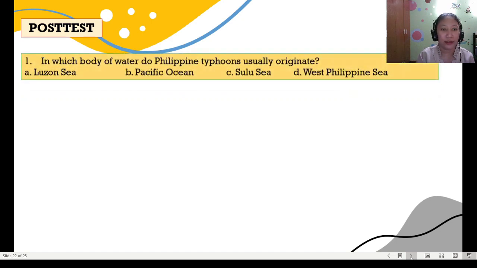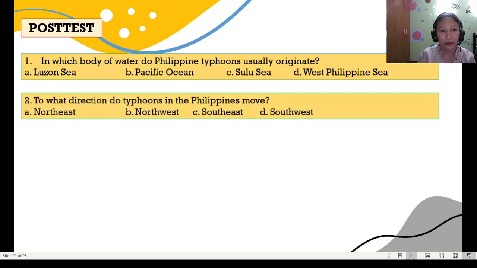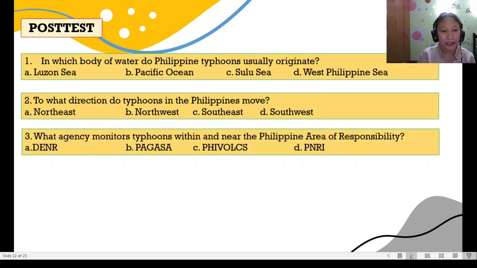Number 1, in which body of water do Philippine typhoons usually originate? A. Luzon Sea, B. Pacific Ocean, C. Sulu Sea, D. West Philippine Sea. 2. To what direction do typhoons in the Philippines move? A. Northeast, B. Northwest, C. Southeast, D. Southwest. 3. What agency monitors typhoons within and near the Philippine Area of Responsibility? A. DENR, B. PAG-ASA, C. PHIVOLCS, D. PNRI.